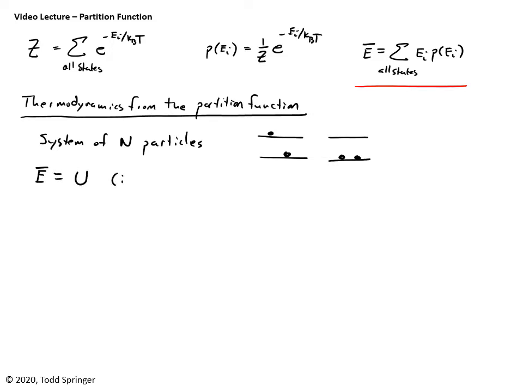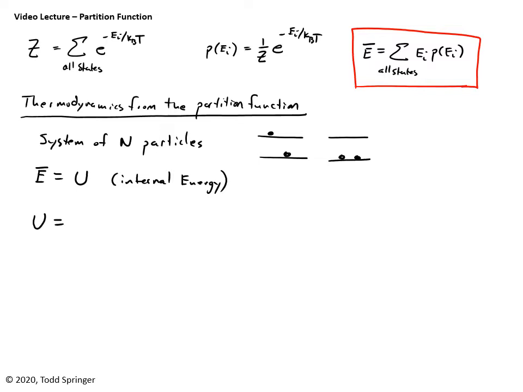So this is the internal energy of the system, or the thermal energy of the system. That's the average energy of a system of n particles. And what I want to show is that you can calculate this internal energy from the partition function just by doing some calculus. So let's take U. I'm going to take this formula up here, and I'm replacing E bar with U. So E bar is the average energy, but that's what we're calling the internal energy.